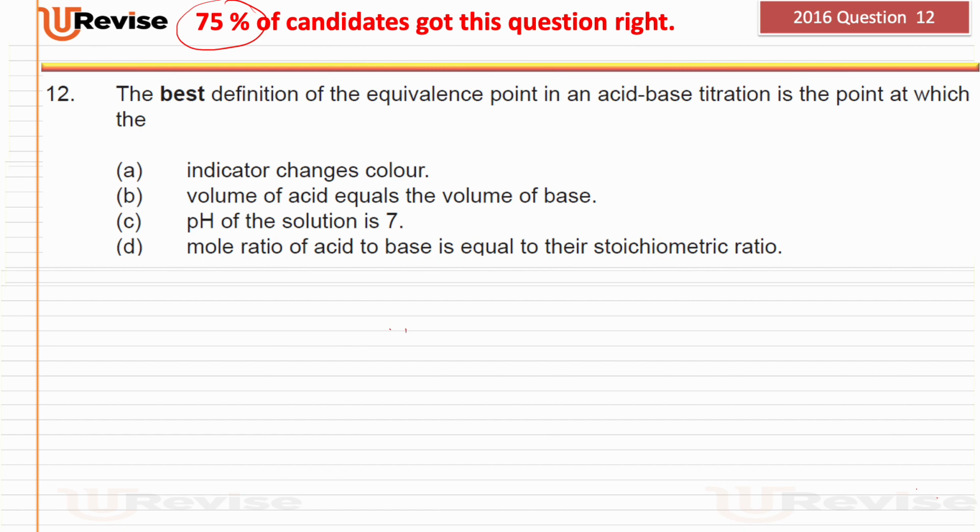It's a good percentage to have gotten this question right, but I think most students probably did not know the definition of equivalence point, because this was a recall question where you just have to know what the term equivalence point means. Now, what is the equivalence point? Equivalence point is when you mix the right stoichiometric ratios of acid and base.